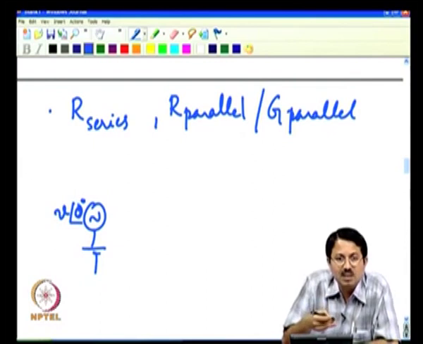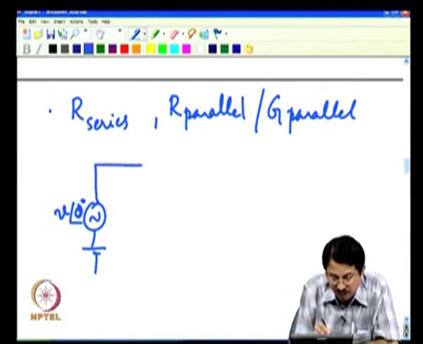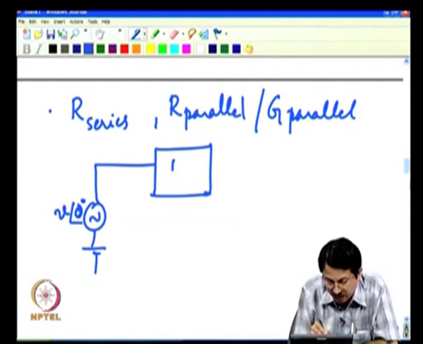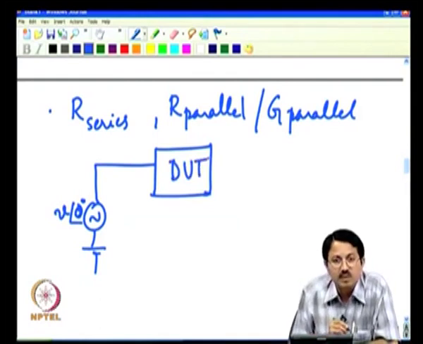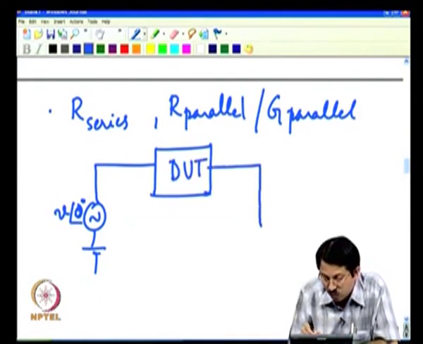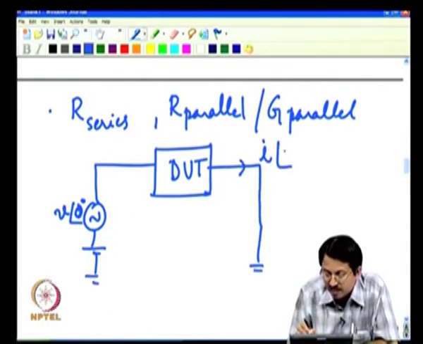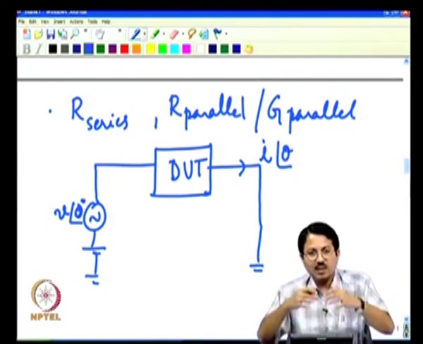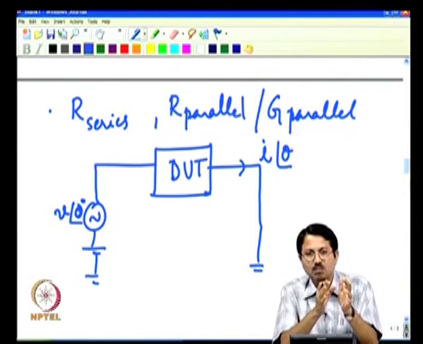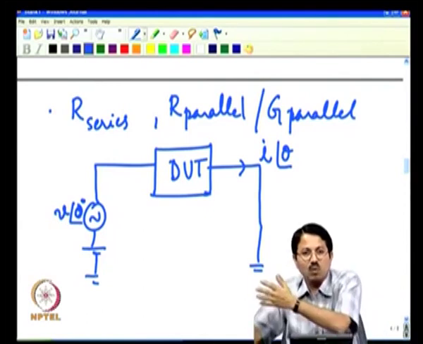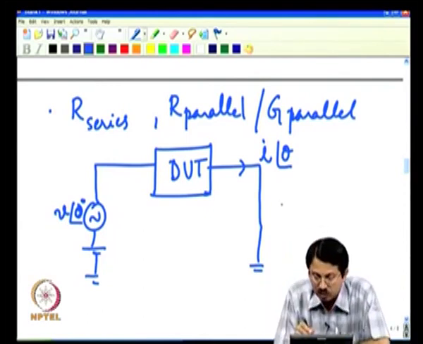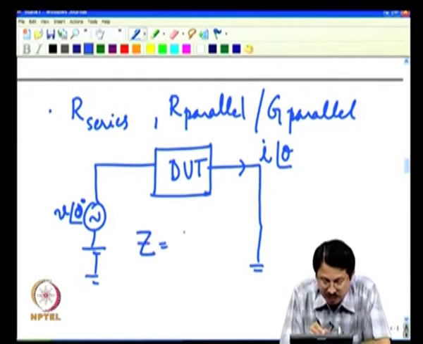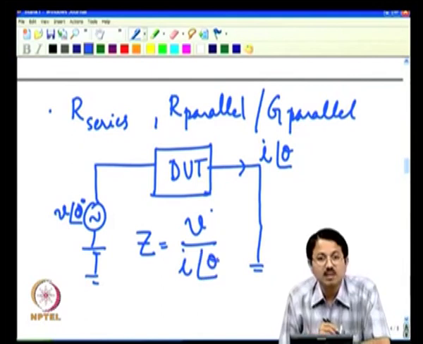I am just representing it in a phasor form, and I have my device under test, which we call DUT. What you do is measure this current and its angle, theta. It is a phasor. All you are doing is applying some input excitation to the device under test and looking at what current is coming out. Then you say, my Z is essentially V divided by I angle theta, correct.